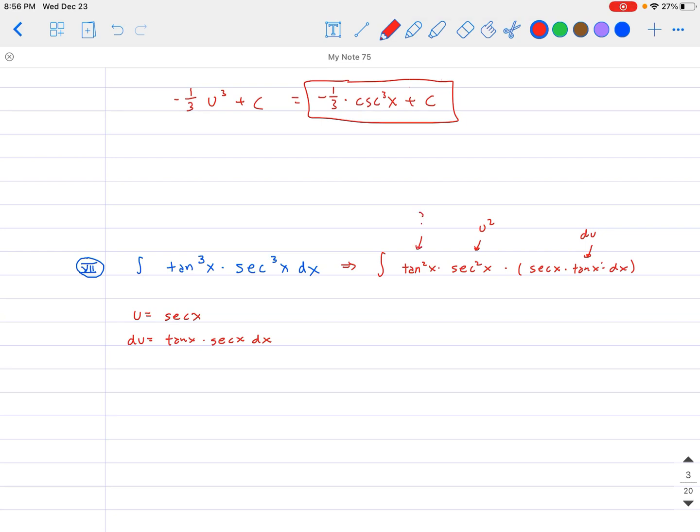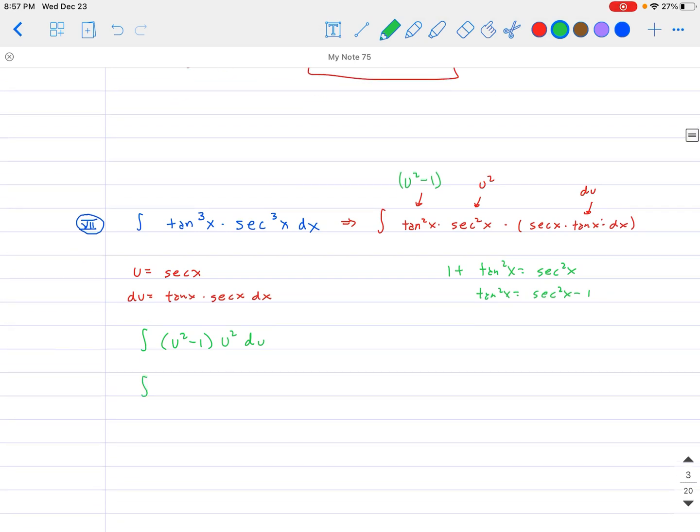Well, I think you guys get an idea of what's going to happen then. Your identity in this case, hopefully you didn't forget, is 1 plus tangent squared of x is equal to secant squared of x. So if I were to rewrite it, then that means that tangent squared is equal to secant squared of x minus 1. So my question mark over here is then going to be replaced with, looks like, u squared minus 1. Okay, so let's go ahead and write that. The integral of u squared minus 1 multiplied by u squared du.